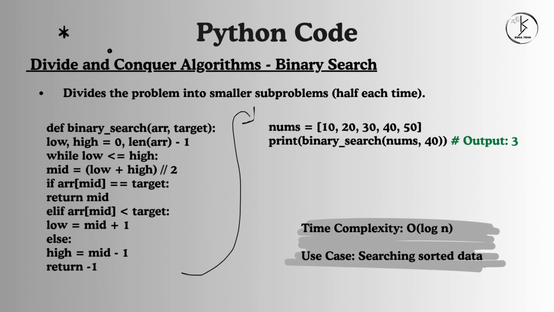Divide and conquer algorithms break a problem into smaller subproblems. Binary search is a great example. It splits a sorted list in half each time to quickly find the target. This makes it much faster, with a time complexity of big O of log n.